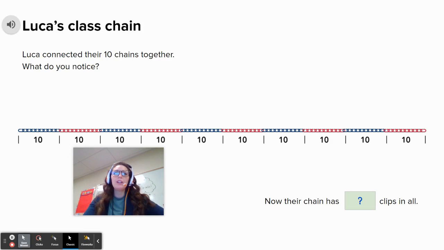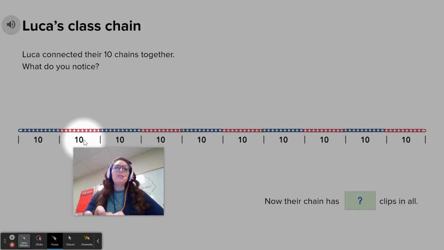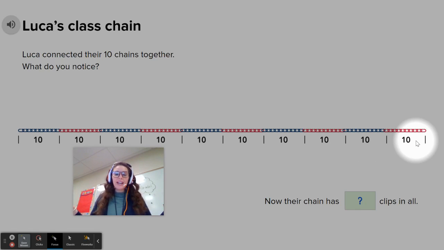After they counted their clips, Luca connected their 10 chains together. So he took all of those rows of 10 and he clipped them together to make one long chain. What do you notice after he connected them all into one big chain? Now their chain has 100 clips in all. How many? Do they still have 100? Let's count. 10, 20, 30, 40, 50, 60, 70, 80, 90, 100. They still have 100. They're just clipped together and put in one big long line.